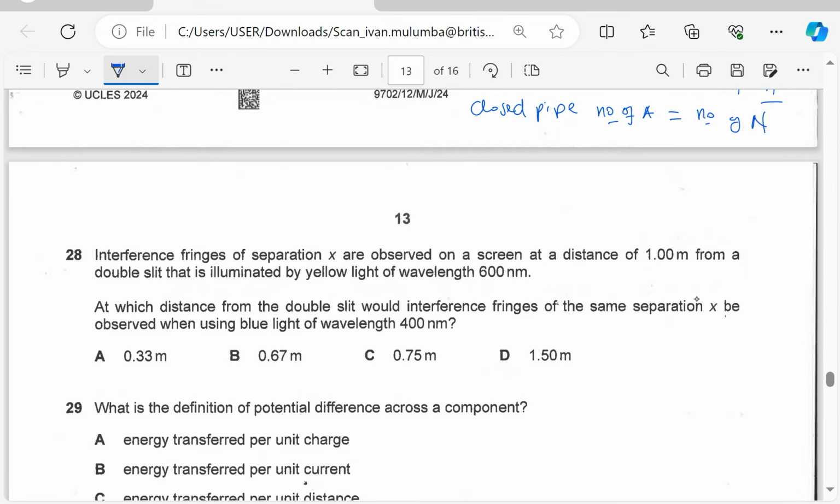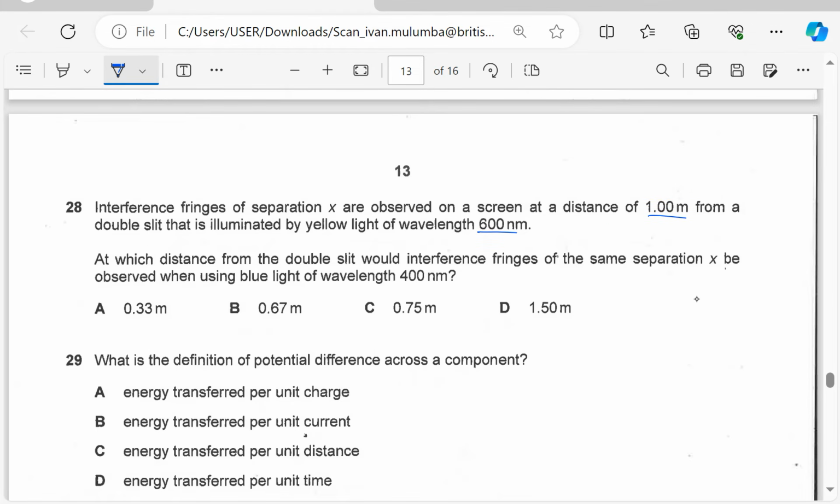At a distance of 1 meter from the double slit that is illuminated by yellow light of wavelength 600 nanometers. So this is a double slit. We know that for a double slit, wavelength equals AX divided by D. So for the first one, of course, D is 1 meter. We have yellow, so I'll start with the yellow. So 600 nanometers equals A times X, where X is the fringe separation, divided by 1. So it means AX is 600 nanometers.